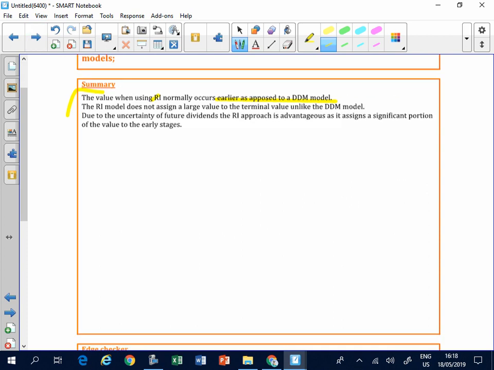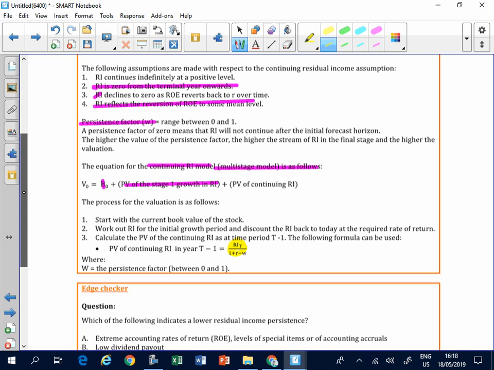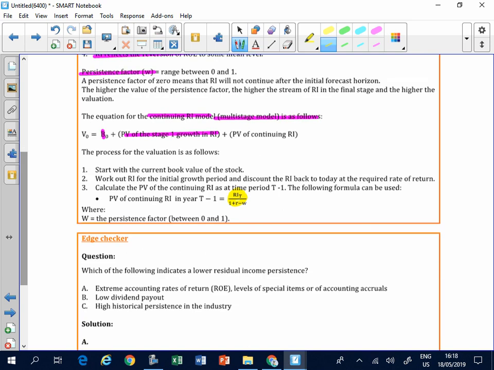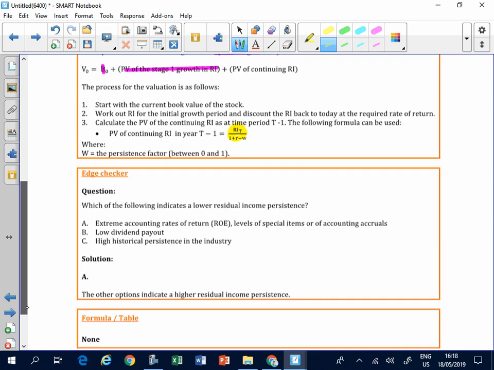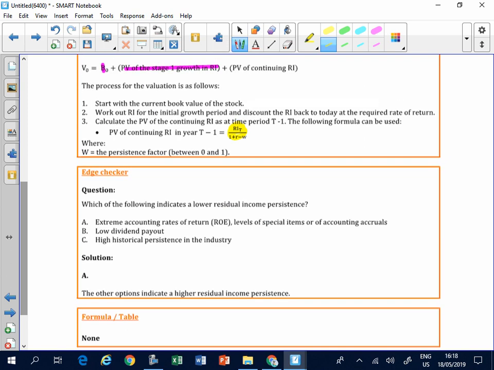Just from the previous example, high ROE means that the residual income is going to increase in the future. A high persistence factor means it's going to stay high in the future. So in the example, it says it's a lower persistence. Which of the following indicates a lower residual income persistence? Extreme levels of special items or accounting accruals. That's not going to be the clean surplus approach. That's going to violate that, so it completely takes it out.